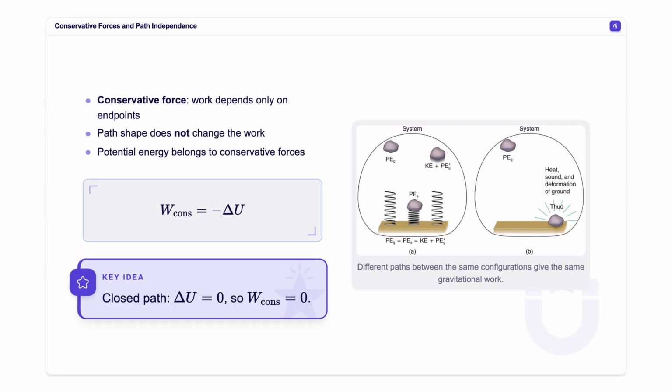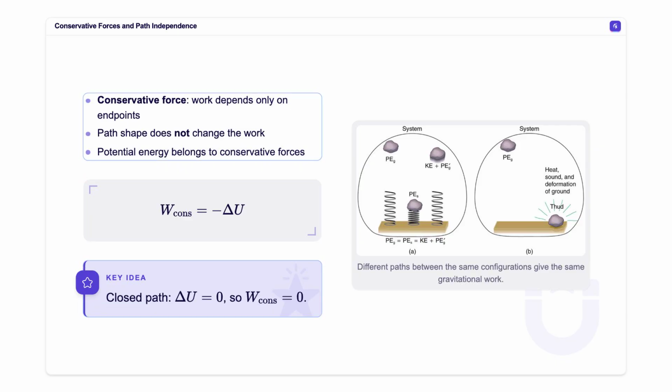For a closed path, the system comes back to its initial configuration. That makes the change in potential energy zero, so the net work done by that conservative force over the whole loop is also zero. So the big test is path independence. Same endpoints, same work. Next, we will contrast this with forces where the route absolutely does matter.